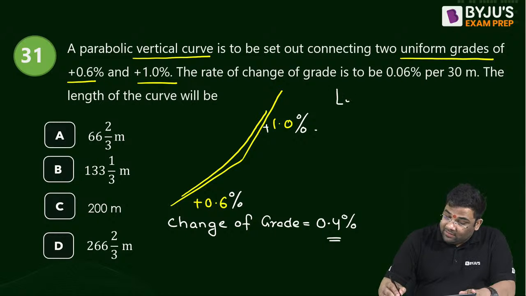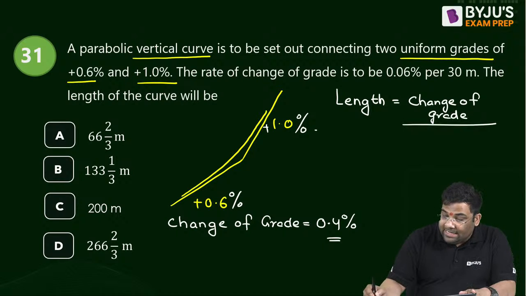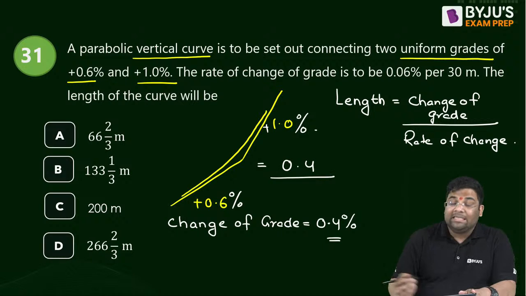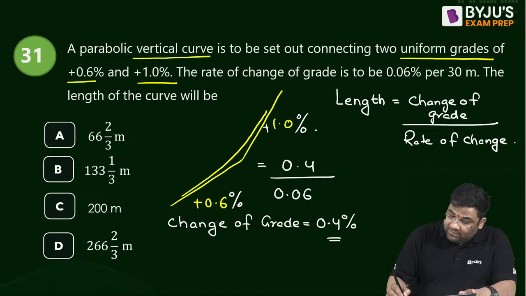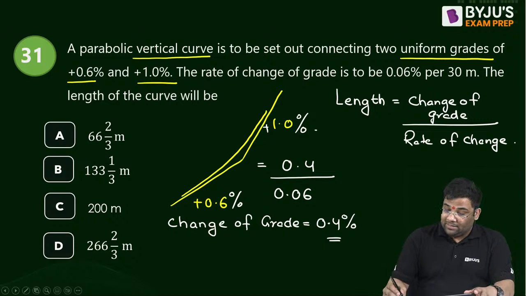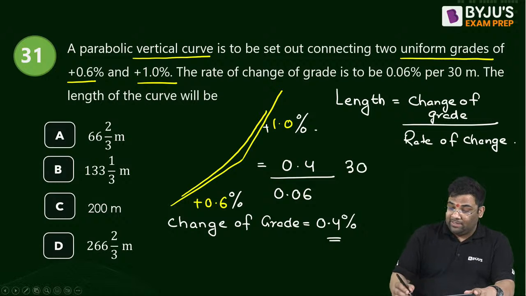So what will be the length of the curve? The length of the curve will be the change of grade divided by the rate of change. So this will be how much? The change of grade is 0.4 and the rate of change is 0.06 per 30 meter. So 0.06 divided by 30. So what is the answer now?